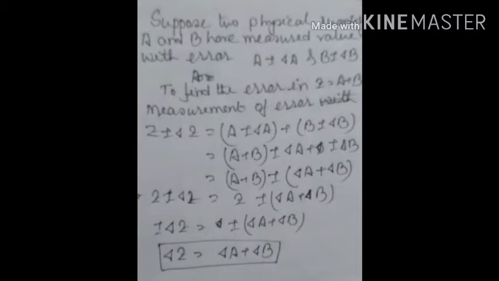To find the error in z is equal to a plus b. Measurement of z with error, z plus minus delta z is equal to a plus minus delta a plus b plus minus delta b. That is, if we calculate a plus b plus minus delta a plus delta b, now we use z is equal to a plus b. So we can find plus minus delta z is equal to plus minus delta a plus delta b. So delta z is equal to delta a plus delta b.